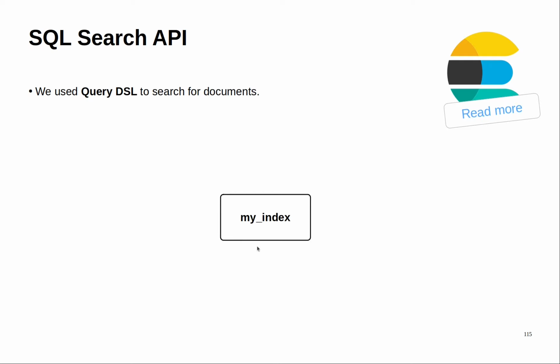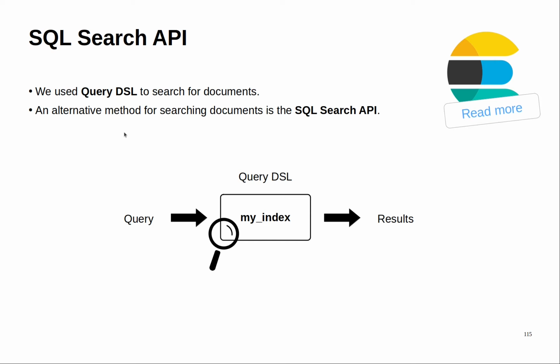Essentially, you have an index and a query, which you provide to the search method. Elasticsearch then uses Query DSL to return the best matching documents. However, there is an alternative. You can perform the same searches using SQL, providing a more familiar method for SQL users.